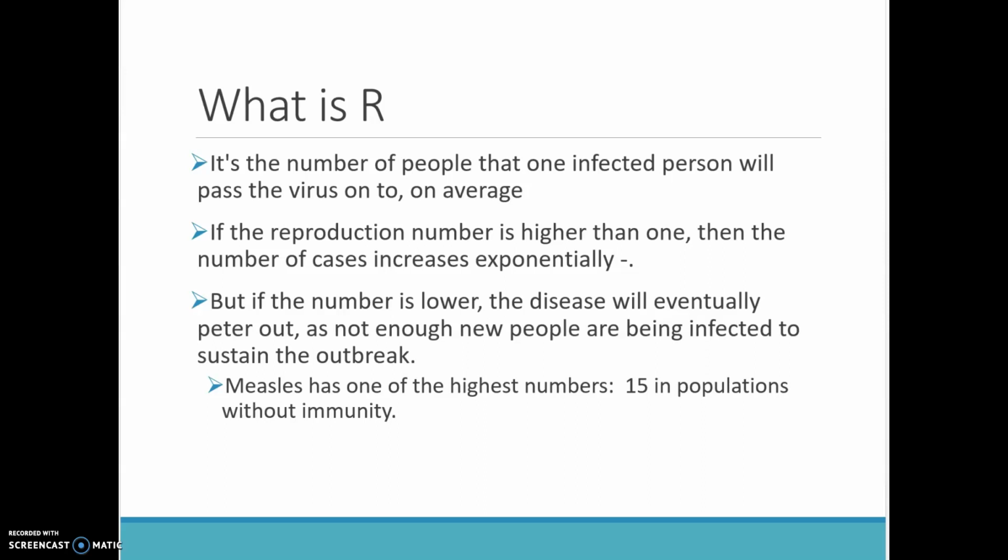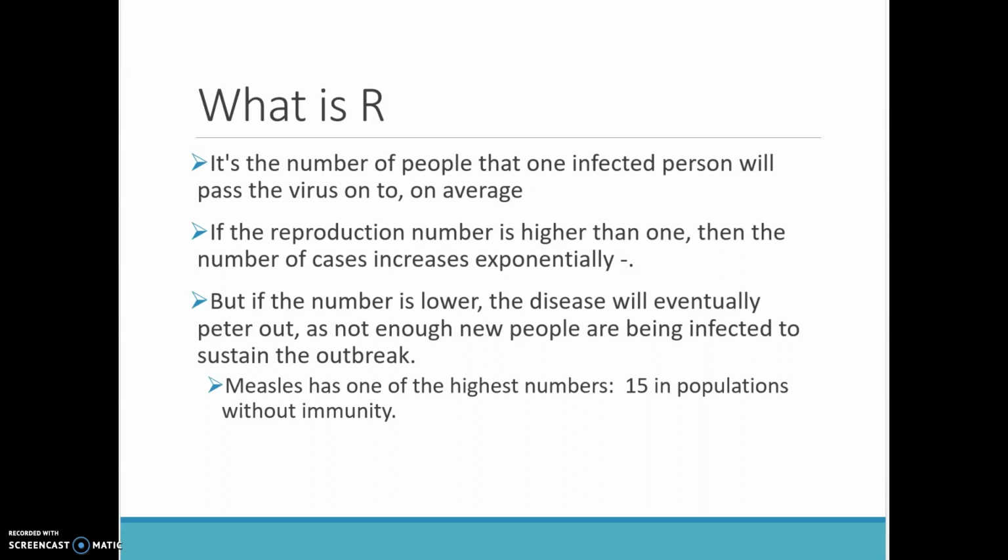If it's lower than 1, then each case doesn't reproduce itself to even one other case. And so if the R statistic is less than 1, eventually the outbreak will just disappear. So we can look at examples like measles, which is a really, really, really contagious disease. And if you have measles in a population without any immunity to diseases, the R statistic is 15. That is, each case will infect 15 other people.